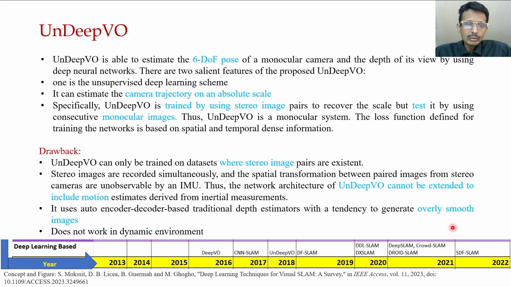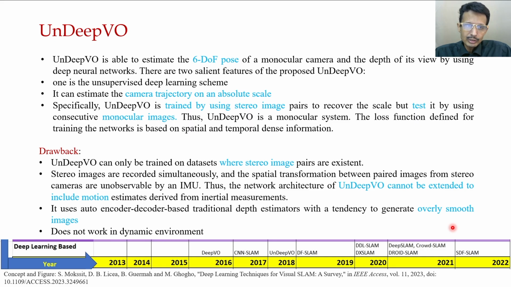Next is UnDeepVO. UnDeepVO is able to estimate the 6 degree of freedom pose of a monocular camera and the depth of its view by using deep neural networks. There are two salient features of this proposed UnDeepVO work. One is the unsupervised deep learning scheme, and it can estimate the camera trajectory on an absolute scale. Specifically, UnDeepVO is trained using stereo image pairs to recover the scale but tested using consecutive monocular images. Thus, UnDeepVO is a monocular system. The loss function defined for training the networks is based on spatial and temporal data.